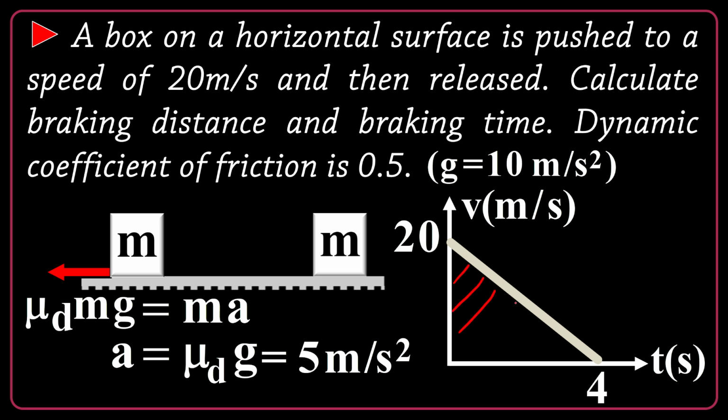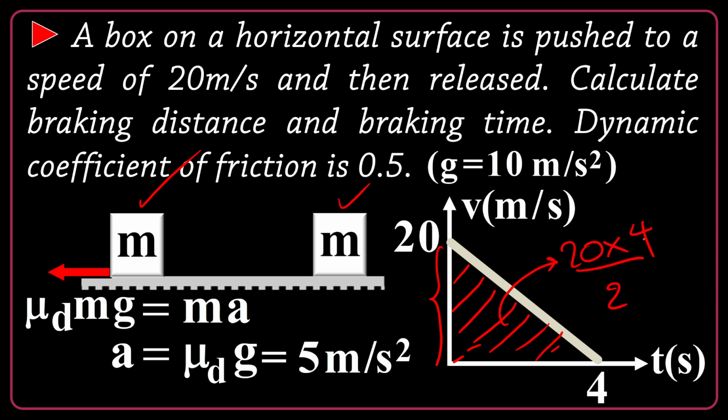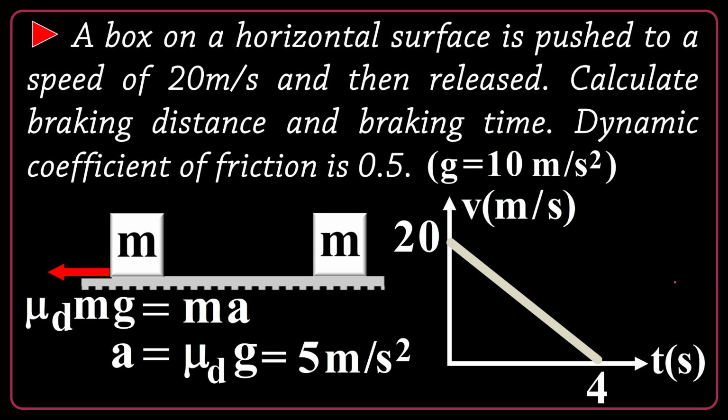The area under the graph is the total distance traveled from the release to the stop. So it's going to be height 20 multiplied by the base 4 divided by 2. Okay, it is 40. So the object will travel for 40 meters and in 4 seconds, and it will stop here. That's all. We are done.